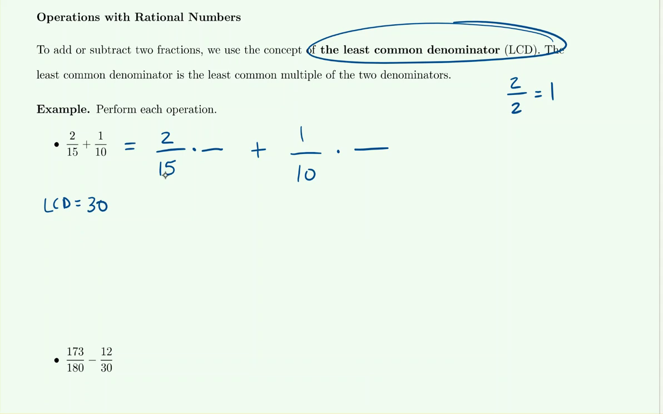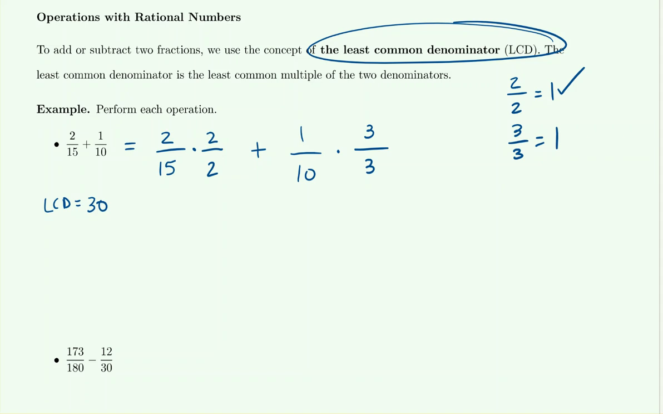So you have to ask yourself, 15 times what gives you 30? Because remember, with multiplication of fractions, top times top, bottom times bottom, that would be 2. But what goes on the bottom has to go on the top so that this is really the value 1. Okay. Then you ask yourself, 10 times what gives you 30? That would be 3. So since there's a 3 in the bottom, there also has to be a 3 in the top, because 3 divided by 3 is also 1, and multiplying by 1 doesn't change the value.